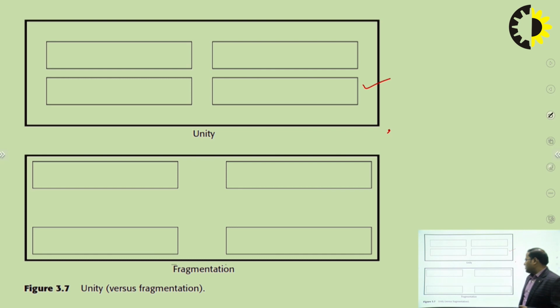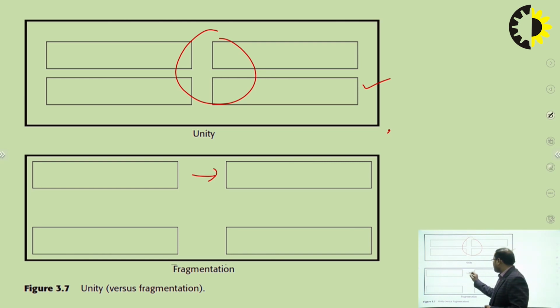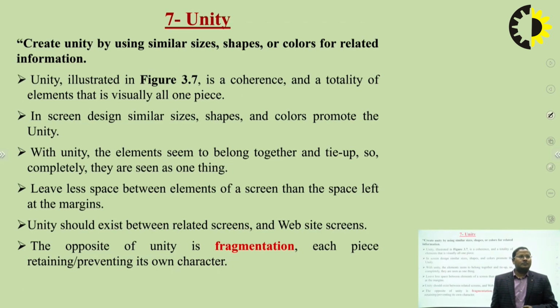The opposite of unity is fragmentation. Here all the elements are nearby, all are of equal shape, so this is showing the property of unity. But here they are much farther away, so they are shown as fragmentation. I already told that in screen design, similar sizes, shapes and colors promote unity. With unity, the elements seem to belong together and tie up. So completely they are seen as one thing.